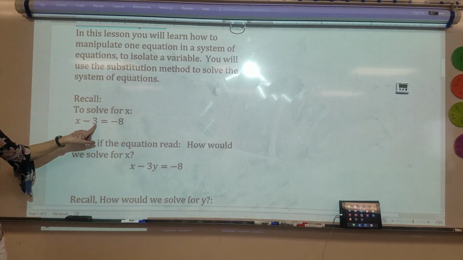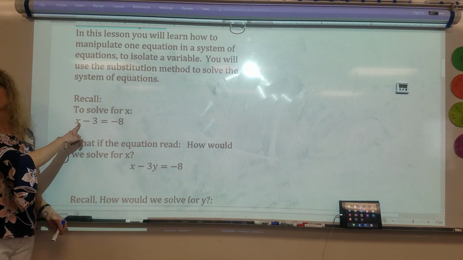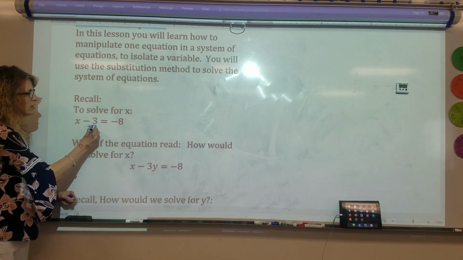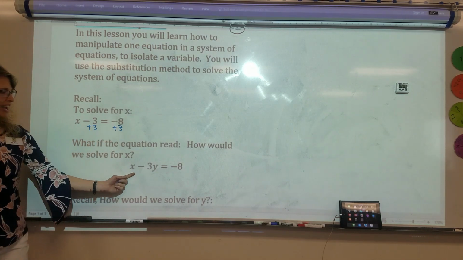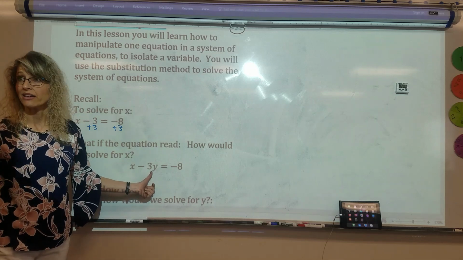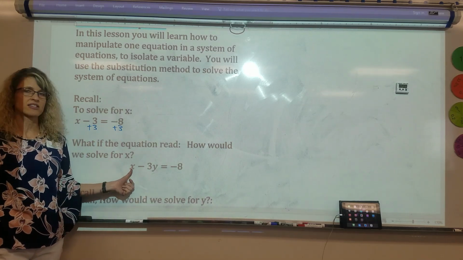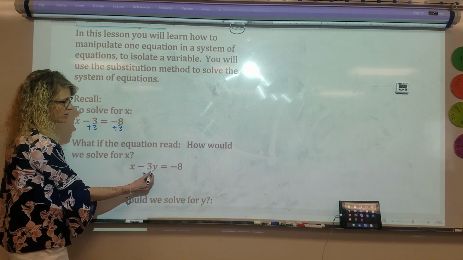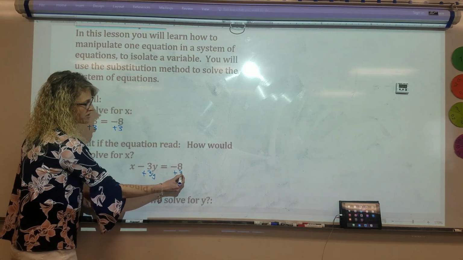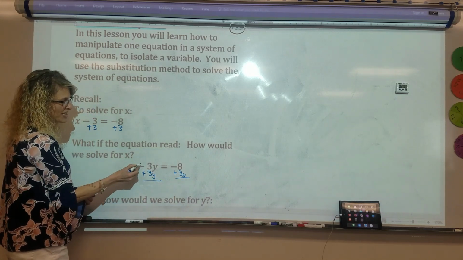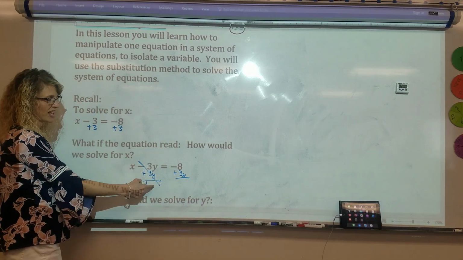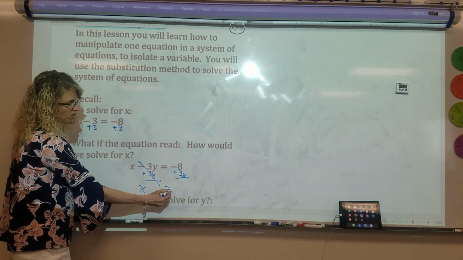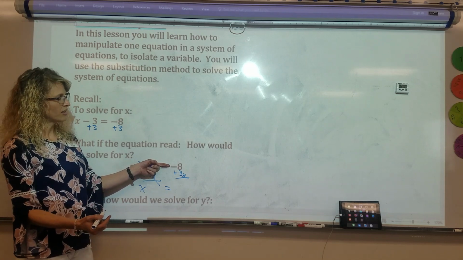If I had x minus 3 equals negative 8 and I needed to isolate x, I would do inverse operations and I would add the 3 to both sides. Well, what if I had x minus 3y and I needed to isolate x? I would do the same thing. I would use inverse operations and I would add 3y to both sides. This would eliminate or cancel because it adds up to 0. I would copy down my x. I'd copy down my equal sign, and I'd have negative 8 plus 3y.